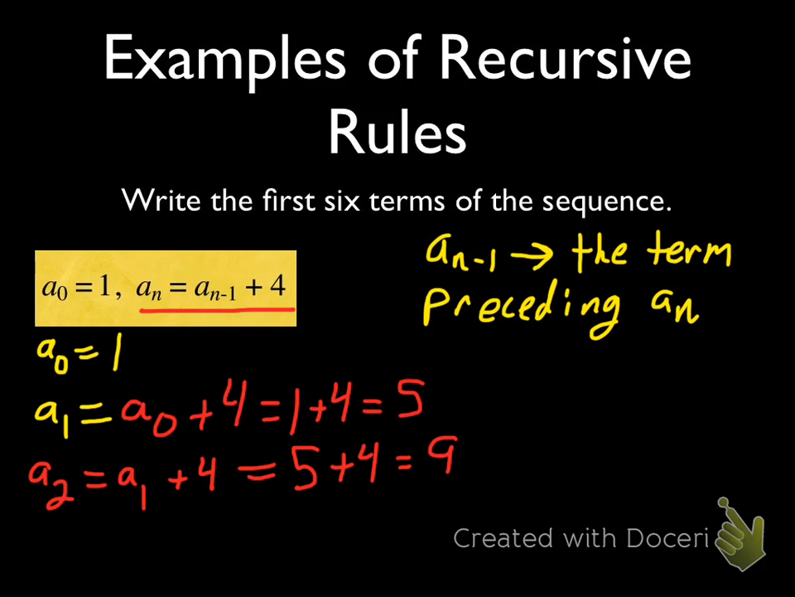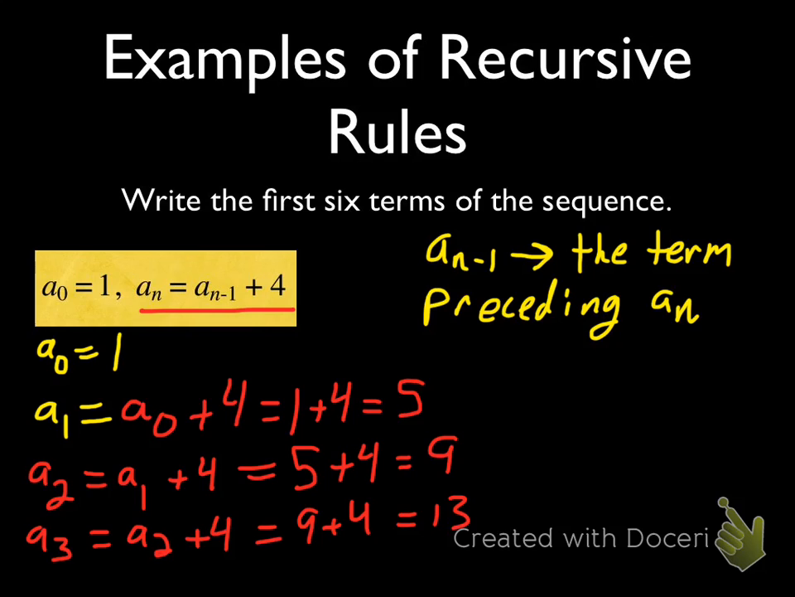When you do this in your homework, try to be really organized, and you'll start to see the patterns. Notice that 4 pops up over and over again. Notice that the previous number is always right next to the 4, and you'll start to see patterns pretty quickly, I think. A sub 3 is going to be a sub 2 plus 4, which we said was 9 plus 4, which is 13. And you can see that we're adding 4 every time.